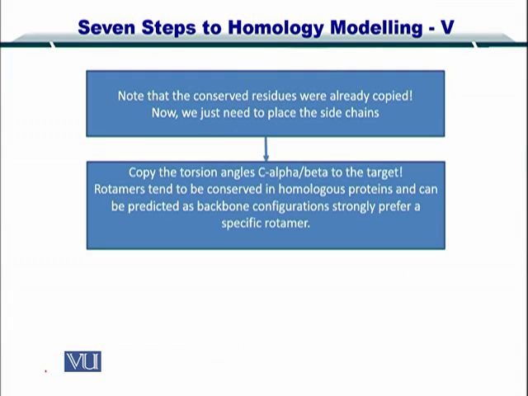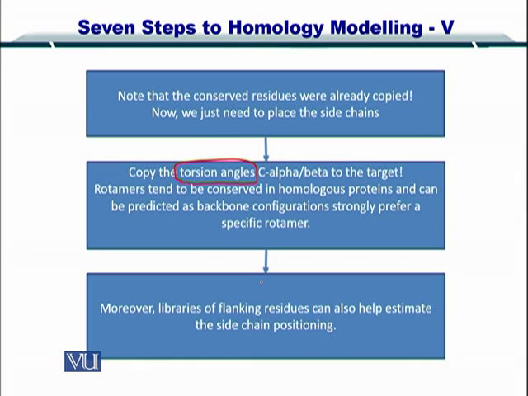We insert these side chains by simply copying the torsion angles, that is the alpha carbon and beta carbon angles, to the target. Rotamers tend to conserve these angles. I will just show you an example of how these rotamers conserve these angles in homologous proteins. Because of that, there are certain preferences of amino acids, and libraries have been built to show which flanking residue, that is the neighboring residue, can be used to estimate the side chain position.